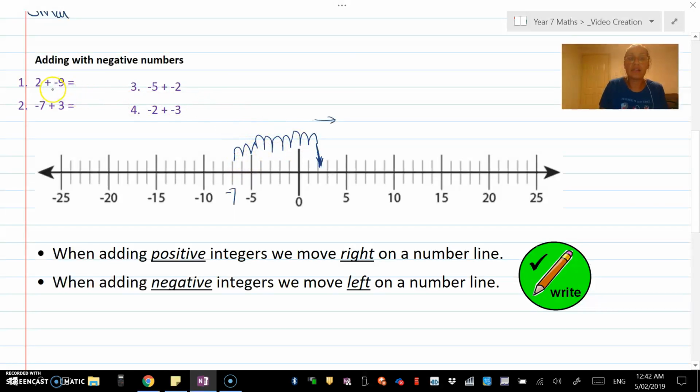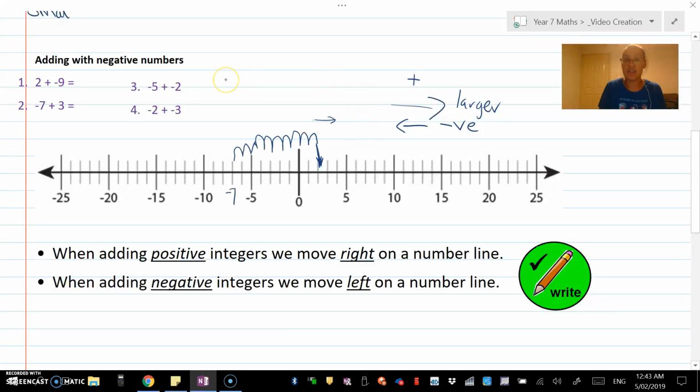Now, I like to think of it as, when you hear the word add, you face this way towards your larger numbers. Then when you hear the word negative, you turn around and you start moving towards the smaller numbers. So that's how I like to think of it. I hear the word add, I go this way, hear the word negative, and I go that way.